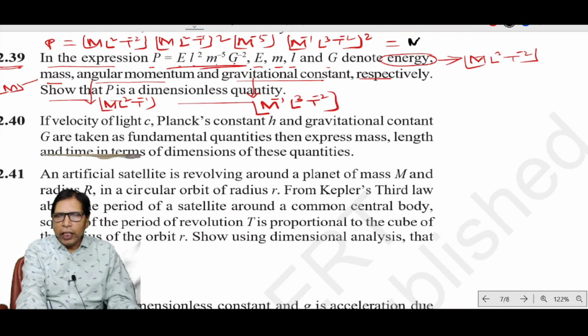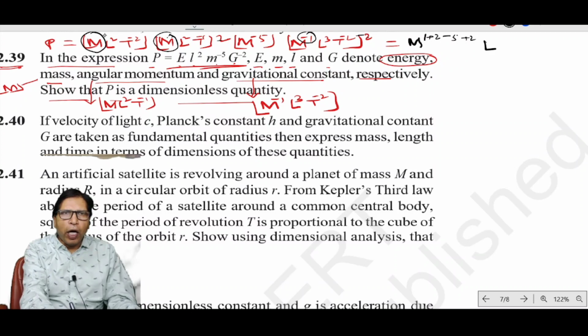We easily calculate the power of m. Here the power of m is 1. Here the power of m is this into this, so the power of m is 2. So this is 1 plus 2. Here the power of m is minus 5. Now the power of m is minus 1 into minus 2, so this is plus 2. No problem.